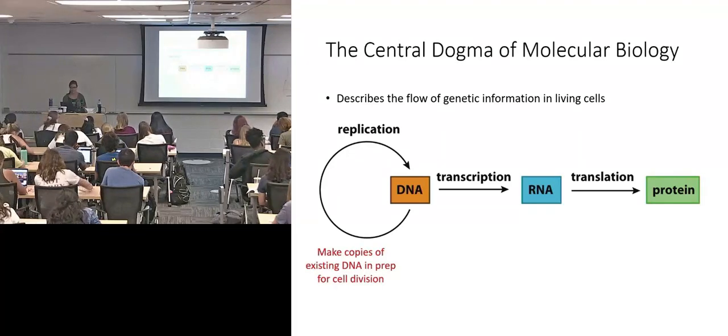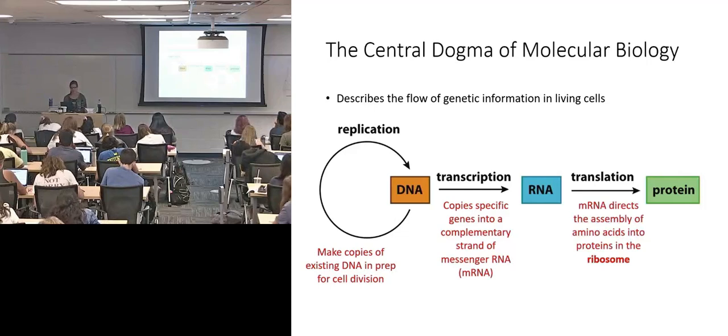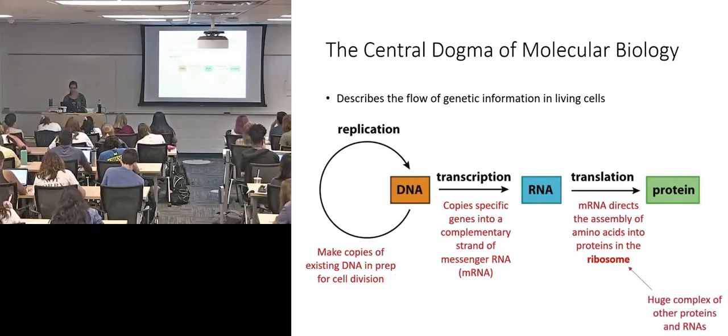So replication, making copies of existing DNA in prep for cell division. That's our one-sentence definition of replication. Transcription, we're going from DNA to RNA. Copies of specific genes into a complementary strand of messenger RNA, or mRNA, okay, is our transcription piece. Next, we have translation of RNA into a protein. mRNA directs the assembly of amino acids into proteins in the ribosome. Okay. And the ribosome is a huge complex of other proteins and RNAs that I don't need you to memorize.